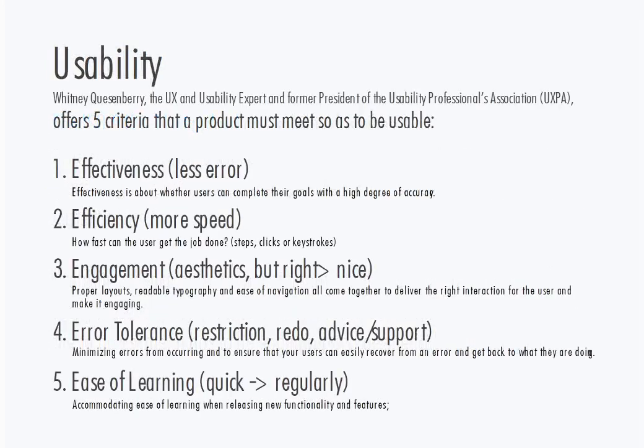Okay. Usability offers 5 criteria that a product must meet so as to be usable. It's another checklist to check when you are designing your website. The first is effectiveness. Effectiveness is about whether users can complete their goals with a high degree of accuracy, which means the back button should go back, green button should go forward. There should be no error.